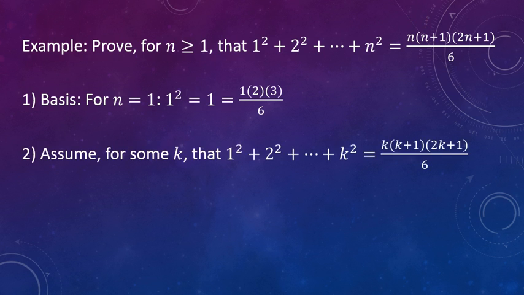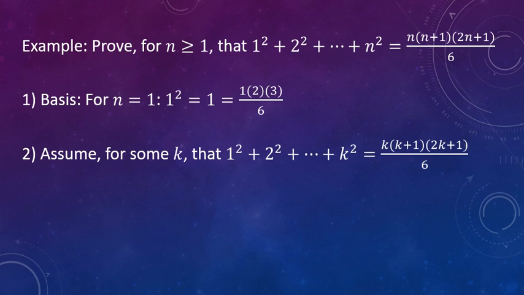Step 2, assume for some arbitrary positive whole number k, that 1 squared plus 2 squared plus k squared equals k times k plus 1 times 2k plus 1, pardon me, all over 6. And it's sort of implicitly assumed that we're working with positive whole numbers, so you don't have to say for some positive whole number k, you can just say for some k.